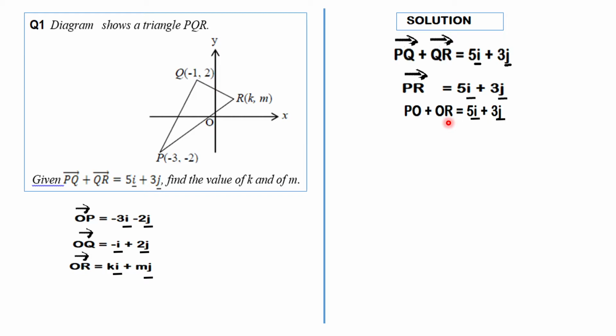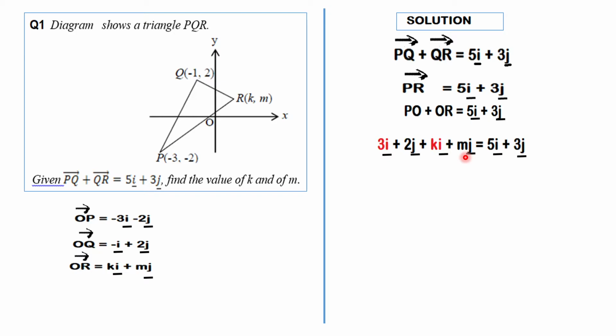Now if you look back at the question, you have the information of OP. Therefore, easily you can find PO. PO equals -OP. Therefore, you have PO as 3i plus 2j, plus OR. Vector OR we have as Ki plus Mj. So the equation is 3i plus 2j plus Ki plus Mj equals 5i plus 3j.